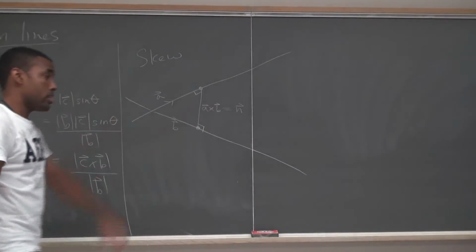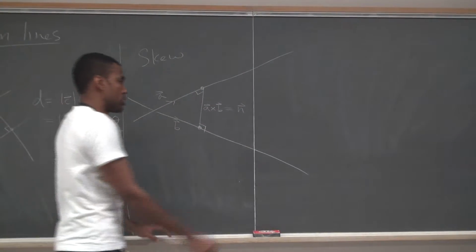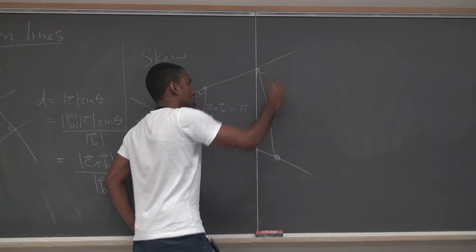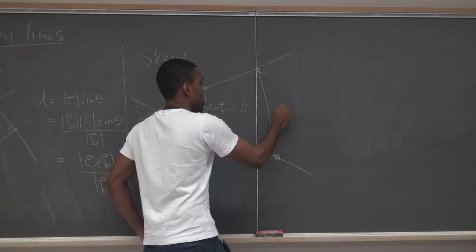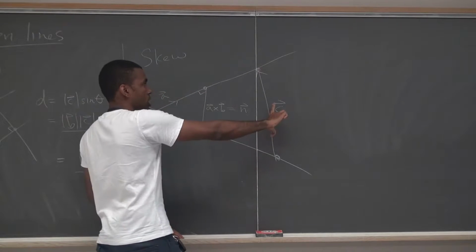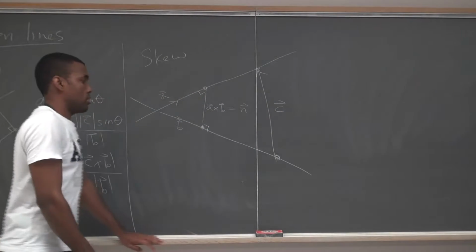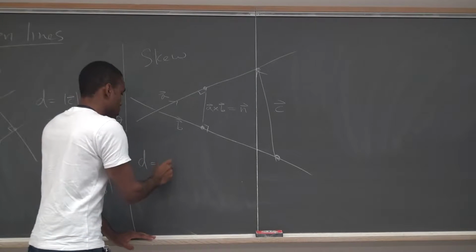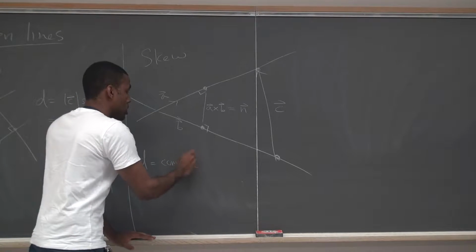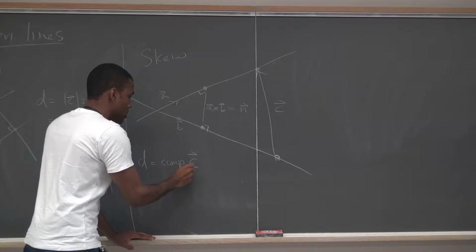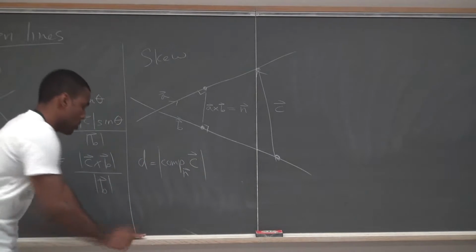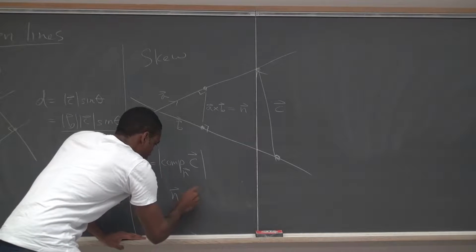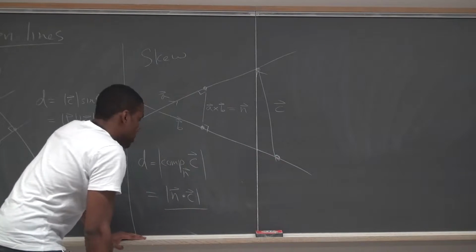As I gave you the hint, now is where you actually do a projection. So again, you pick a random point here and here, create that vector, let's call it C, and I'm going to project that vector onto this. And so basically the distance here would be the component of C onto N, which is just going to be N dot C divided by the magnitude of N.